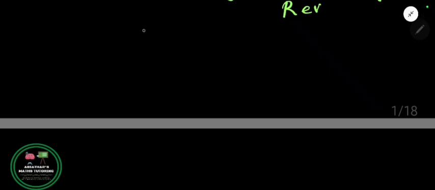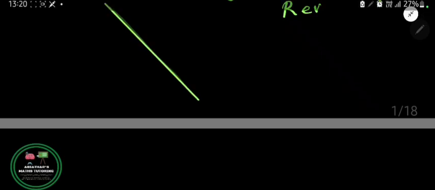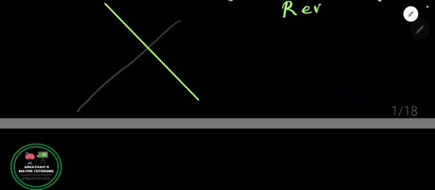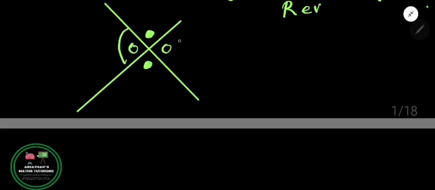Let's talk about vertically opposite angles. So if you have a line like that and another line like that, you have a shaded dot, the big dot there, and then you have these ones as well. Okay, so you know that this angle from this side is equal to that angle, and then this angle is equal to that one.